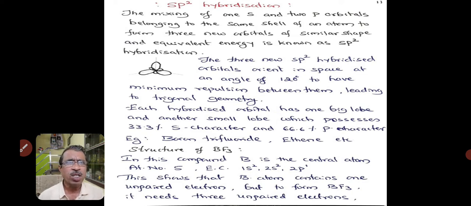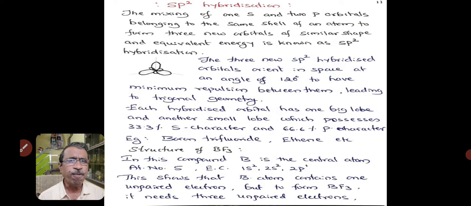Each hybridized orbital has one big lobe and another small lobe which possesses 33.3% s character and 66.6% p character. Example for this is boron trifluoride, ethene, etc. Let us study the structure of boron trifluoride.